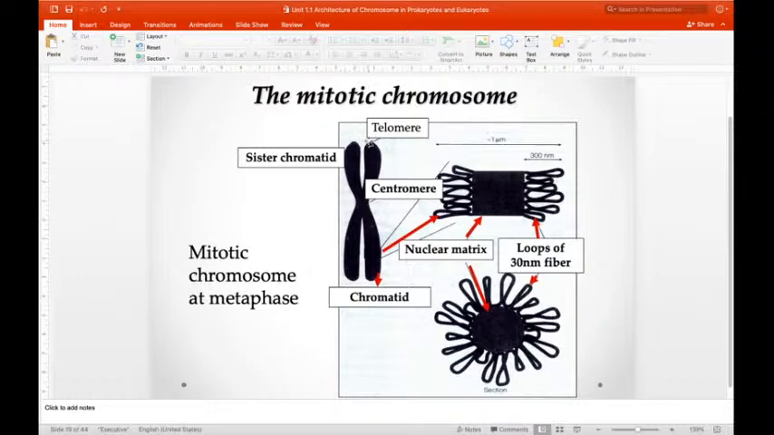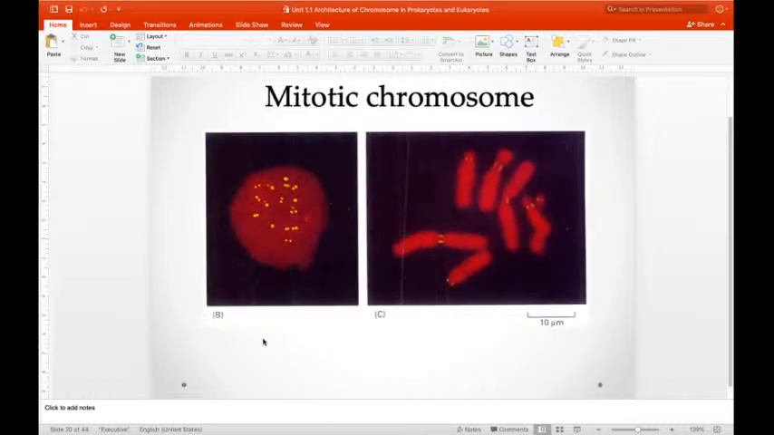Here you can see the telomere on the top. These are your sister chromatids. This is your centromere in the center, and these are your chromatids. Yeah. So when you check them from the other way around, from a cross-sectional point of view, here you can see loops of 30 nanometer fiber, nuclear matrix, and chromatids. So nuclear matrix loops like this are how your mitotic chromosomes look at the metaphase state.